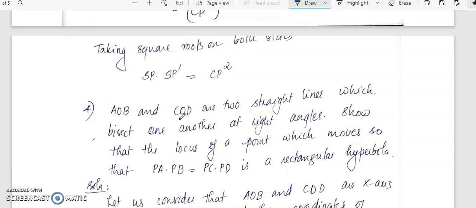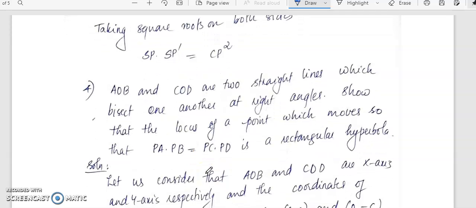We need to show that. So let P be a point xy, an arbitrary point xy. Then we need to show that the set of all points P such that PA into PB equal to PC into PD, so the set of all points xy which satisfy this condition, will form a rectangular hyperbola.